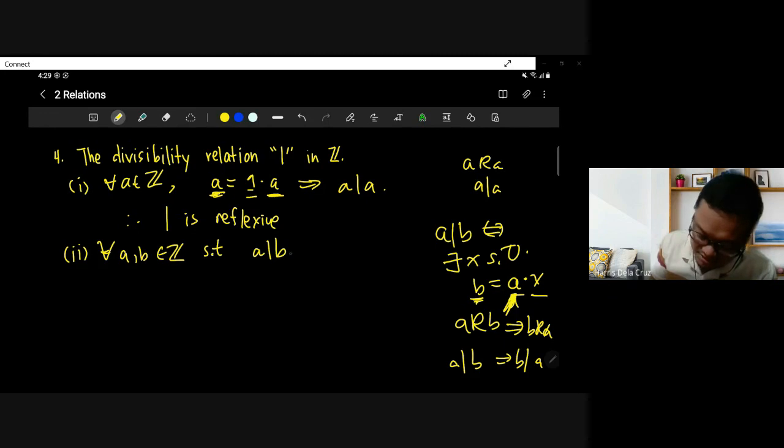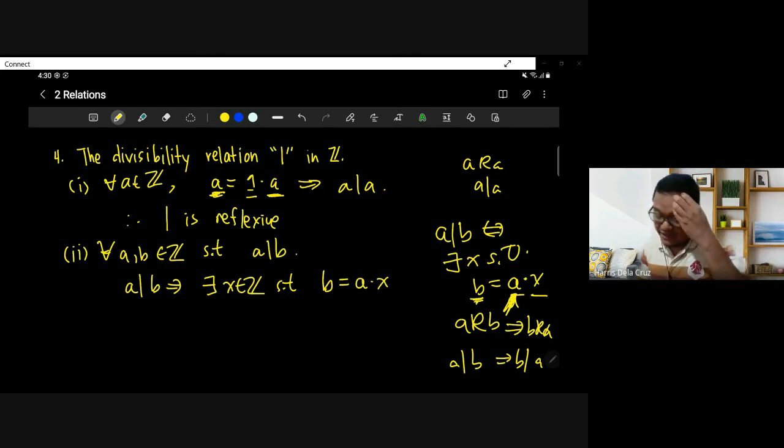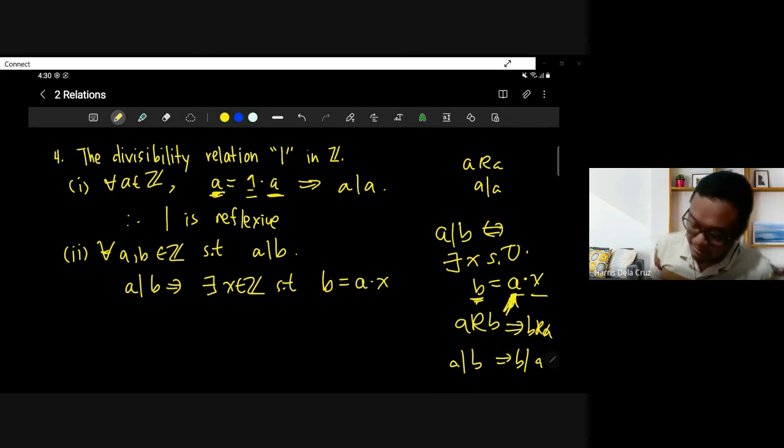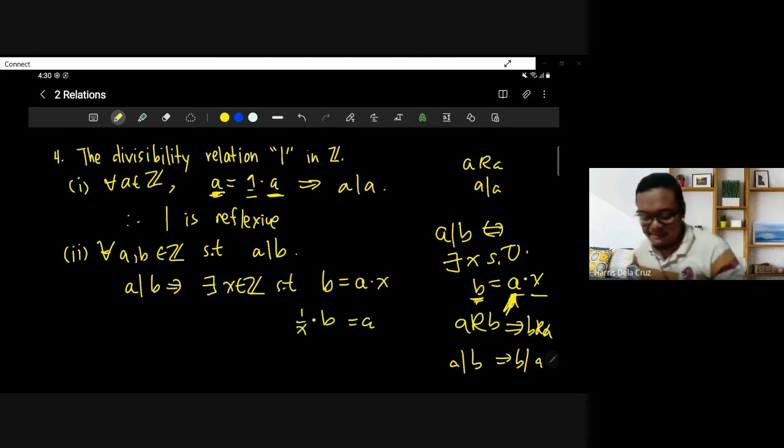Well, ano ba ibig sabihin ng A divides B? Ibig sabihin ng A divides B, makakakita tayo ng integer X such that si B, pwede nyo isulat as A times X. Right? Now, observe. Pagka merong equation na B equals A times X, actually, in the set of the rational numbers, pwede natin tong isulat as A is equal to B times 1 over X. Tama? So naisulat mo yung A as product ng 1 over X times B.